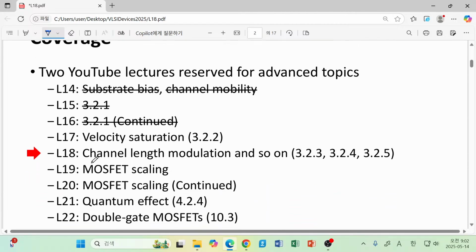So we are currently at lecture 18, and maybe one lecture hour is behind our schedule. But anyway, we will keep this lecture content. So today we will talk about the velocity saturation effect.